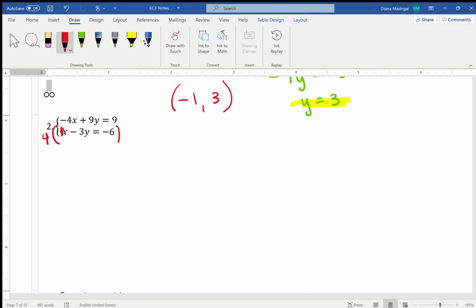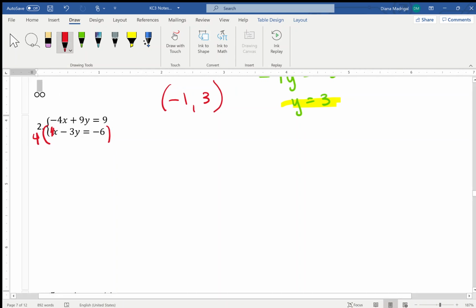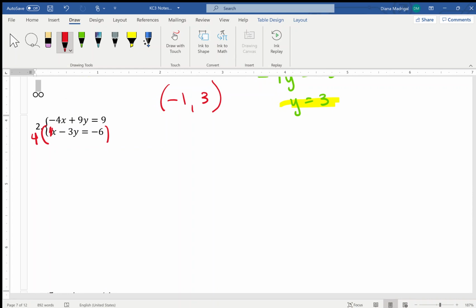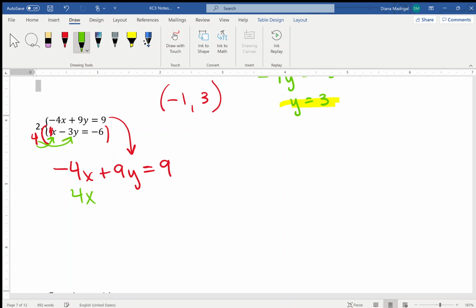Okay, and again, why am I multiplying by 4? Because I have a -4 on top, so I need a +4 on the bottom. So again, I'm just going to be rewriting this one over here. I didn't do anything to it. -4x plus 9y equals 9. What am I going to do to the next one? I'm going to multiply. 4 times x gives me 4x. 4 times -3 gives me -12y.